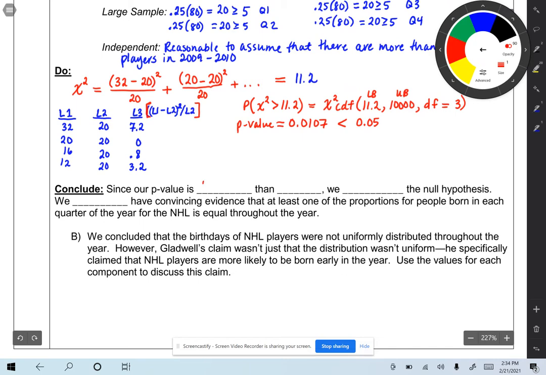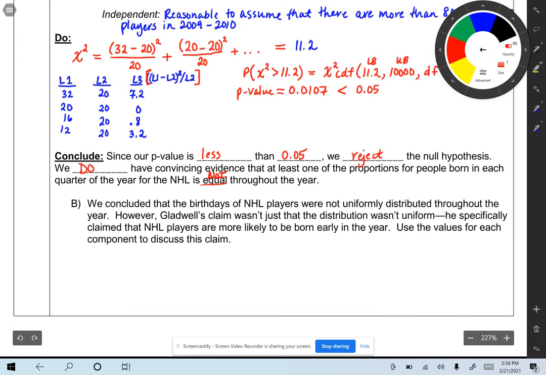So since our p-value is less than 0.05, we reject the null hypothesis. We do have convincing evidence that at least one of the proportions for people born in each quarter of the year for the NHL is equal. Oh, sorry, is not equal. That should be not. Is not equal throughout the year. Please fix that.